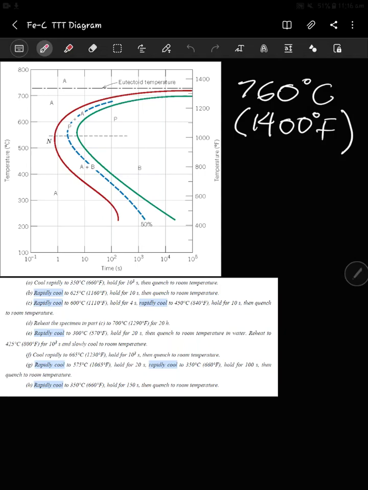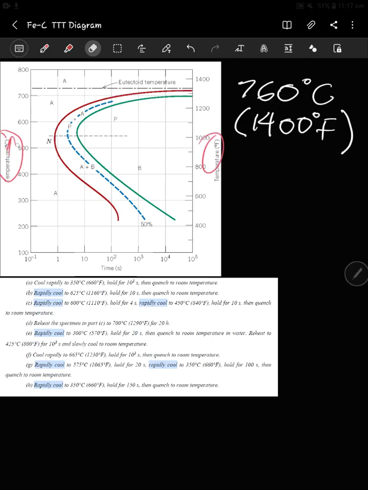So here we are doing a temperature-time transformation for the iron-carbon diagram. Some of the things you should notice are the units of the axes. Here we have everything in seconds, in terms of powers of 10, and we have the temperature here in Celsius and here in Fahrenheit.